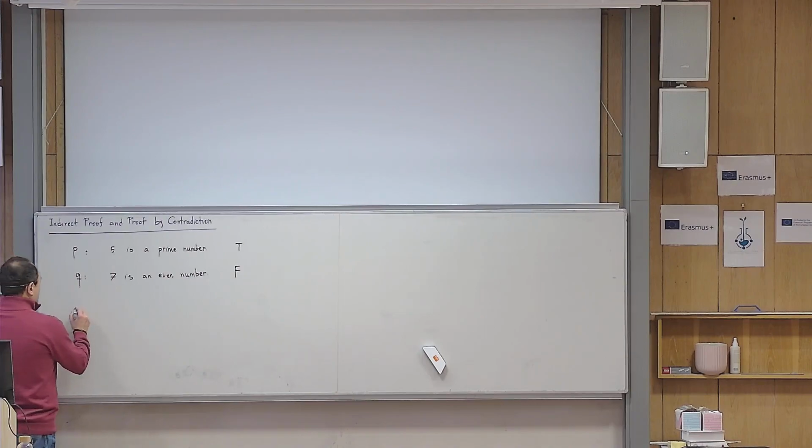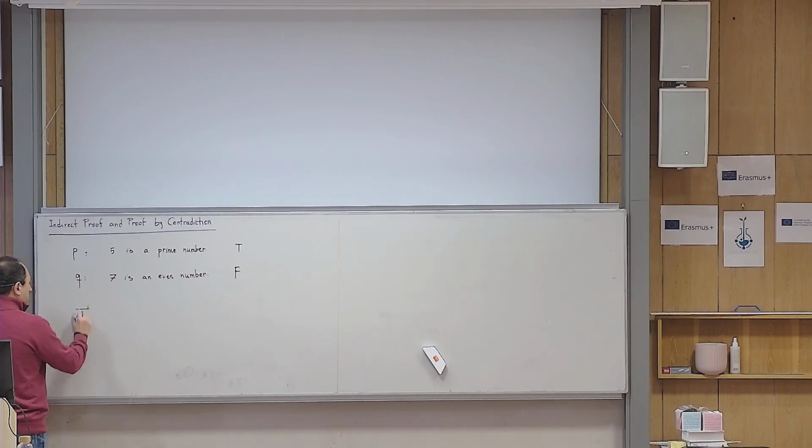If I want to draw a table for statements, a statement P has two possibilities. Whatever P is, it is either true or false. So this is the table of values, even though they are not values, but these are logical values, truth and falsity. So we say that any statement has two possible truth values, either true or false.